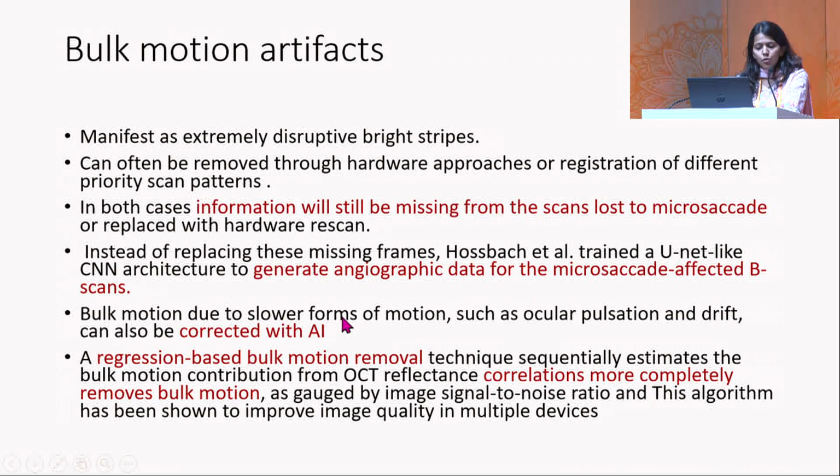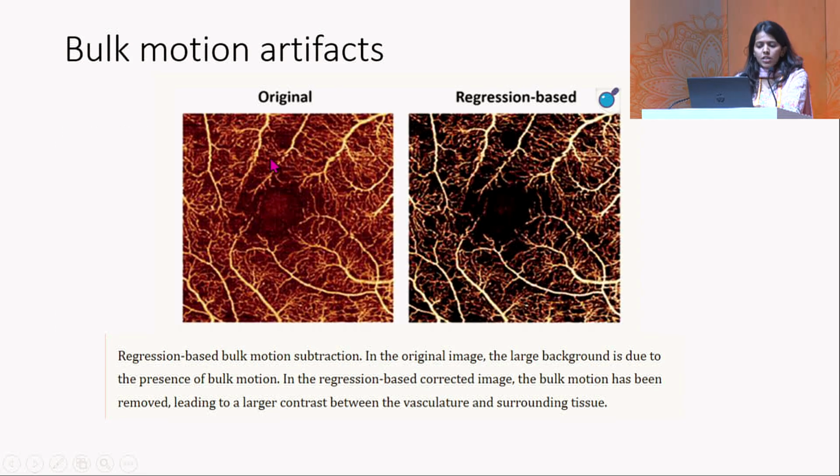Bulk scan artifacts due to slower forms of motion like ocular pulsation and drift can also be corrected with these AI algorithms. So this is an original OCT angiogram, and we can see the background is not very clear. This is the normal OCT angiogram, and this is a regression-based bulk motion subtraction algorithm, and this is the OCT angiogram generated through deep learning, and we can see there is much better contrast between the vasculature and the surrounding tissue.